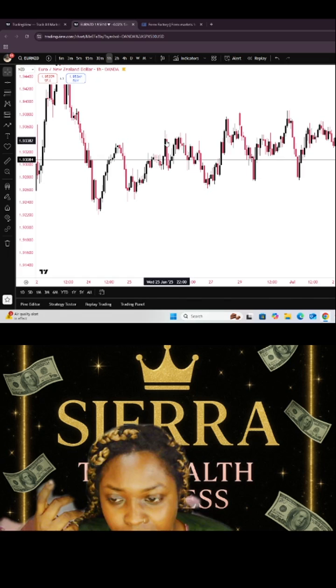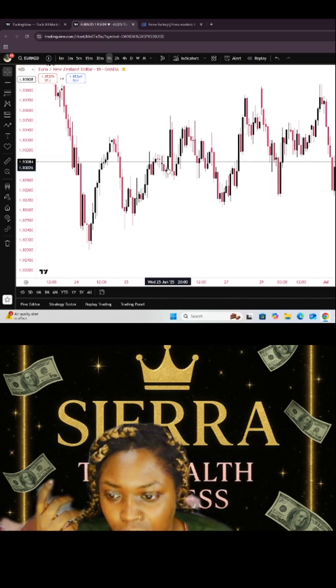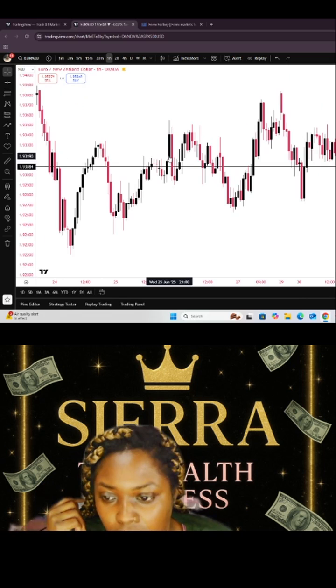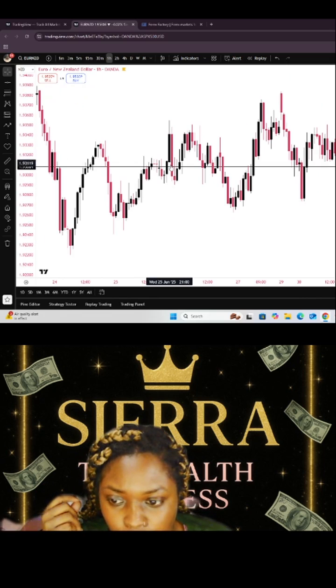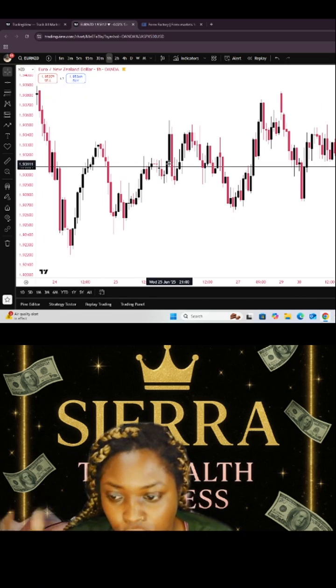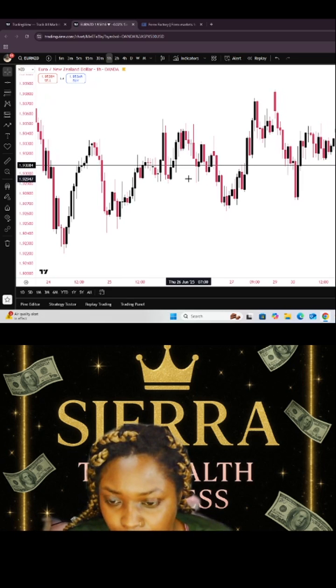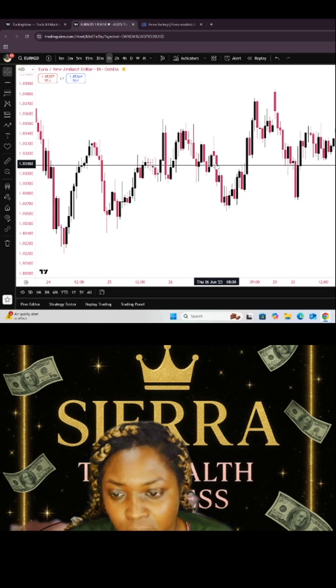Right here, I have an evening star. I have an evening star pattern. Actually, this isn't an evening star. In an evening star, the middle has to be a doji. This isn't a doji. In order for it to be a doji, there has to be a wick at the bottom. So this isn't an evening star. Let's see. I have an evening star here. Okay, this is a bullish candle. This is a doji. This is a bearish candle.